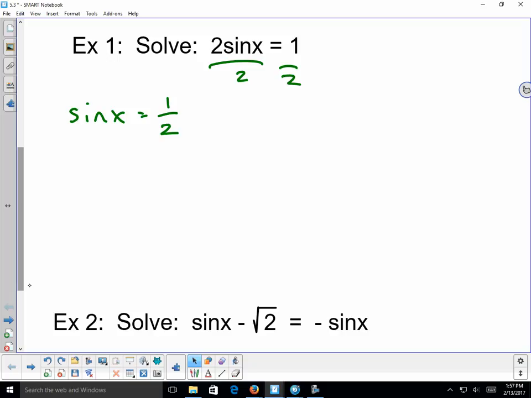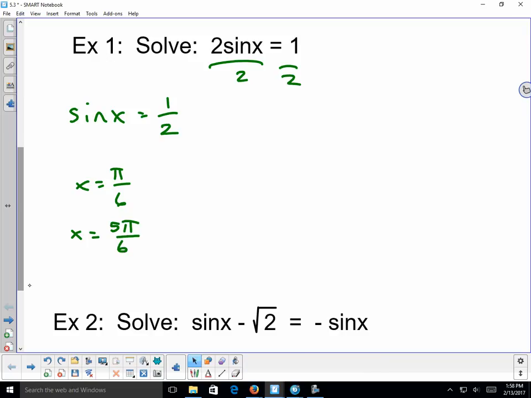Pi over 6 is here, and the ordered pair is square root of 3 over 2, comma 1/2. So yes, the sine is 1/2. Anywhere else? And 5 pi over 6. 5 pi over 6 is here, and again, the y coordinate is 1/2. So our solution is x equals pi over 6, x equals 5 pi over 6.